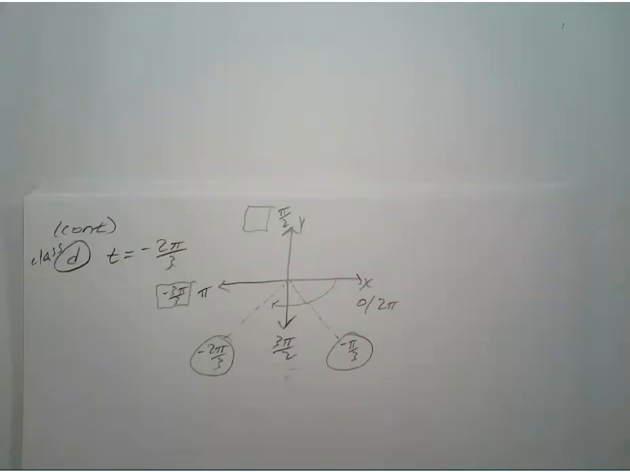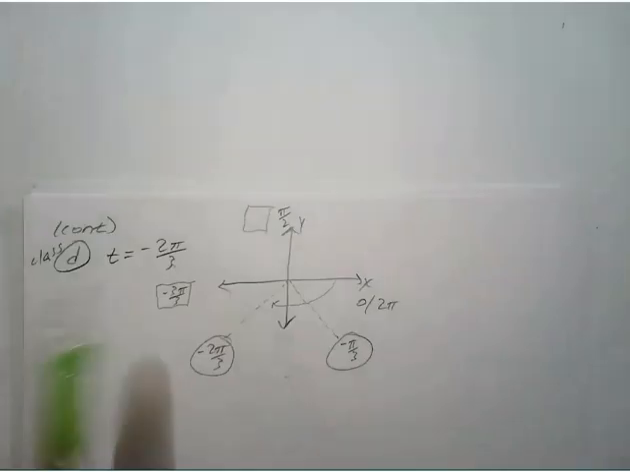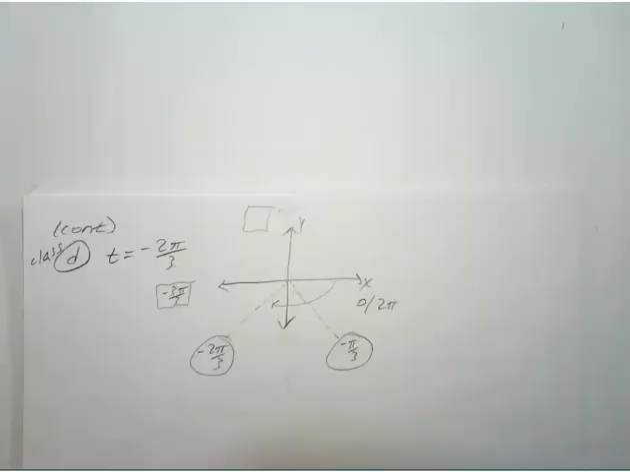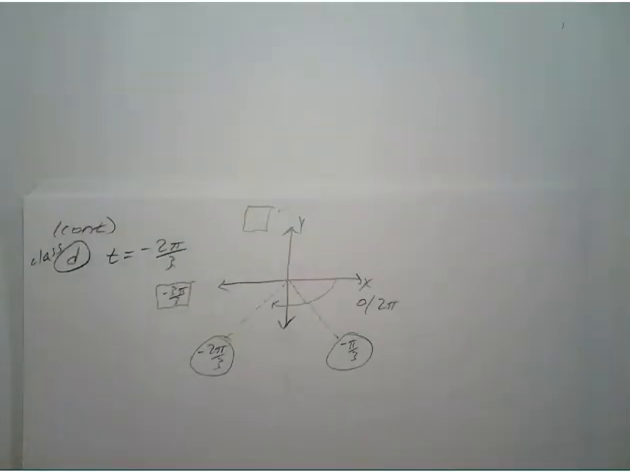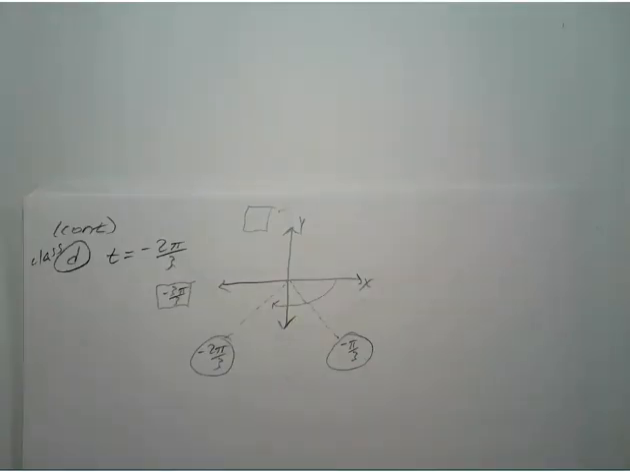Really, just to clear it up, we don't need those since that t is negative. Go ahead and erase this one too. There we go. So we know that negative 2 pi over 3 is in quadrant 3. t equals negative 2 pi over 3 is in quadrant 3.